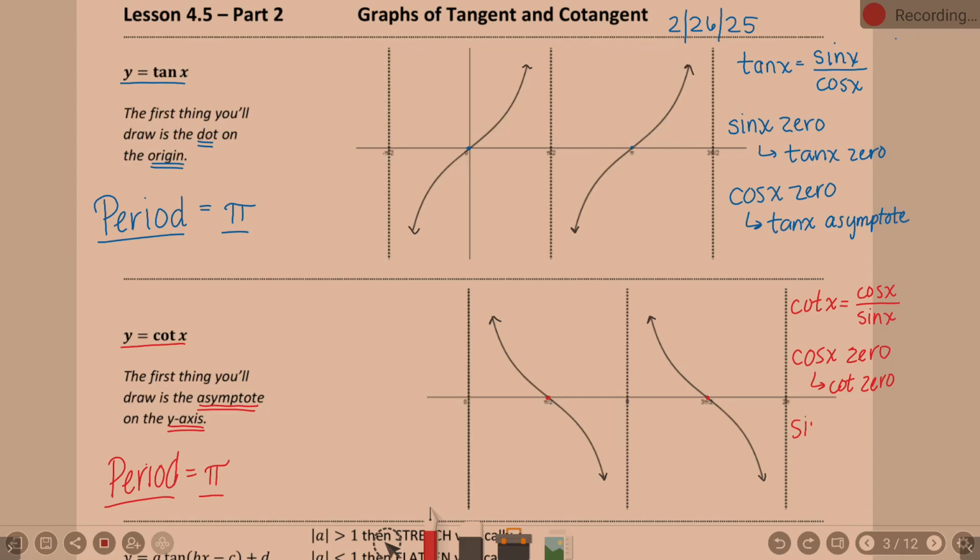And a sine 0, well, now sine's in my denominator. We can't divide by 0. So anytime sine is 0, there's going to be an asymptote with cotangent. Okay, it's just good extra information to be familiar with. Helps us understand the graphs a little bit, and it will make more sense also next chapter.